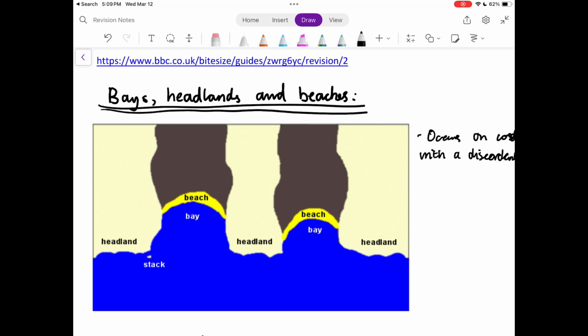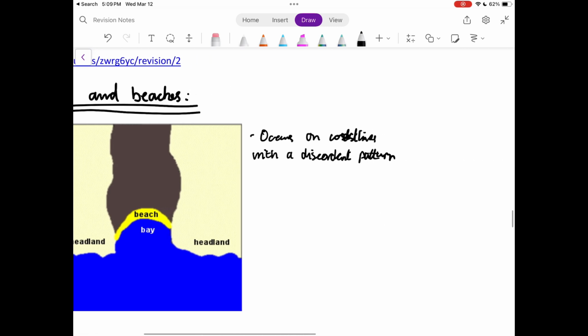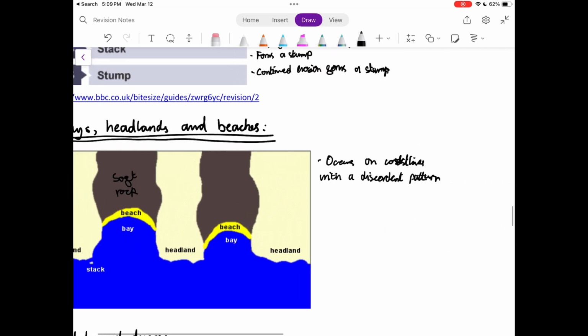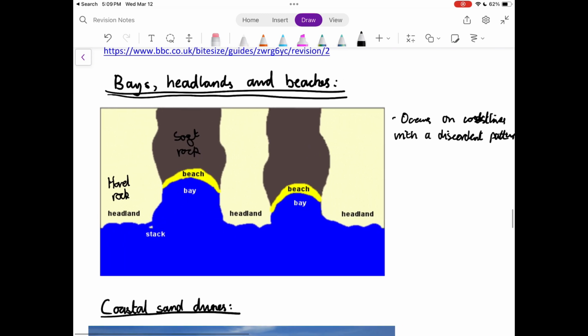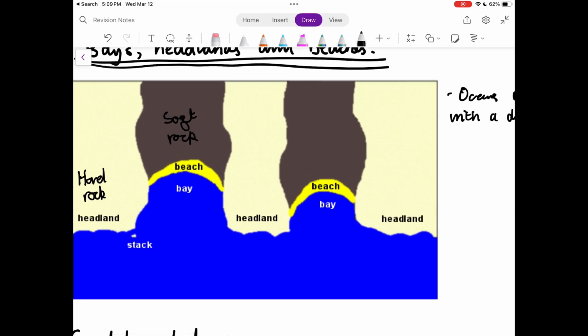So in this case, the beige will be the hard rock, and the brown part will be the soft rock. So basically, due to the resistance difference between the hard rock and the soft rock, the soft rock will erode first, because it is less resistant.